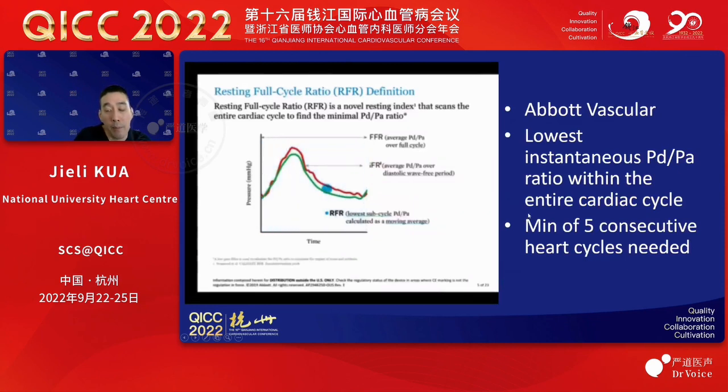So in my lab, we use the PressureWire X from Abbott Vascular. It has both the FFR as well as the RFR measurement. The RFR is the lowest Pd/Pa ratio, which is measured within the entire cardiac cycle, unlike that of iFR, which is measured during diastole. A minimum of 5 consecutive cycles are required for the measurement.